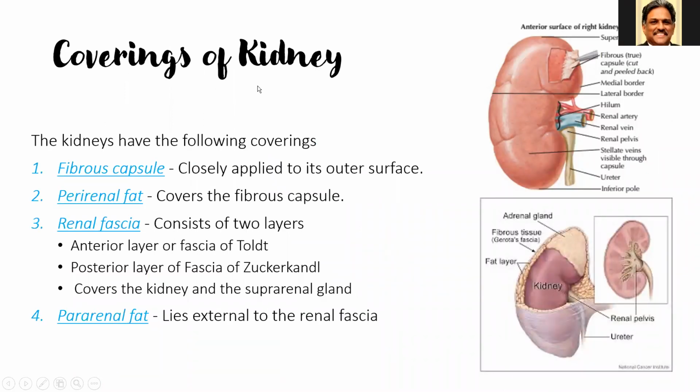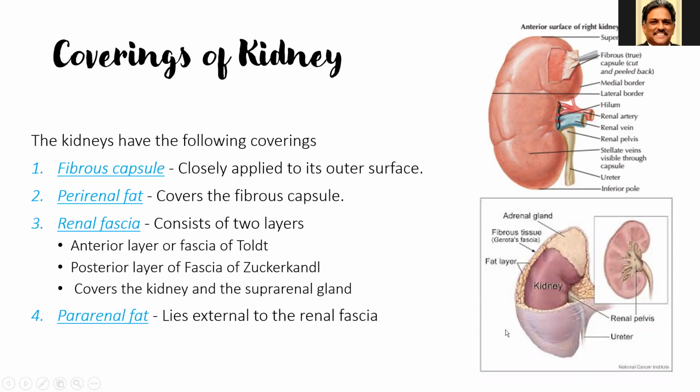Next, coming on to the coverings of the kidney. The kidney has 4 layers of covering. The first layer is called the fibrous capsule, which is densely adherent to the renal parenchyma. The second layer, outside the capsule, is the perinephric fat, and outside the perinephric fat, you have the Gerota's fascia. The Gerota's fascia, otherwise known as the renal fascia, basically consists of 2 layers. The anterior layer is called the fascia of Toldt, and the posterior layer is called the fascia of Zuckerkandl.